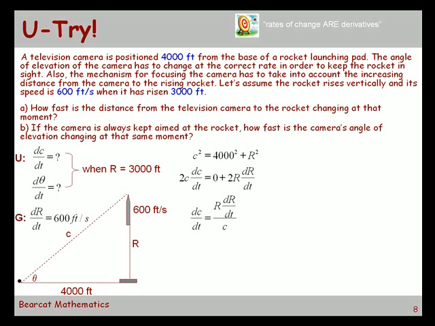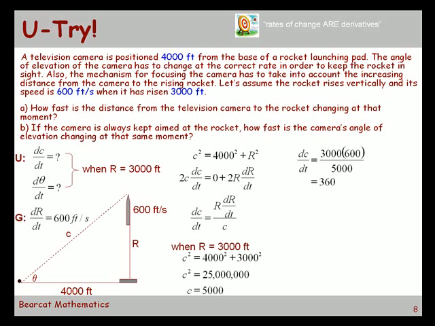And Tyler said that we can figure out C pretty easily, because at the instant that R is 3,000, we're basically looking at a 3-4-5 ratio. So C is 5,000. So when R is 3,000, C comes out being 5,000. If we don't notice the 3-4-5 ratio, we can go ahead and use Pythagoras, and it'll tell us the same thing.